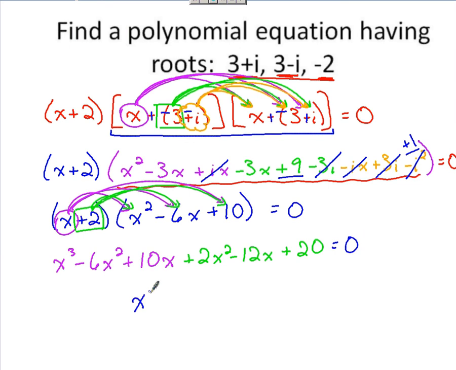So we start with x cubed. Got a couple x squareds I can put together, which give me minus 4x squared. A couple x's I can put together give me minus 2x. Got my constant of 20. All of that equals 0. There's my polynomial equation, which would give me roots of 3 plus i, 3 minus i, and negative 2.